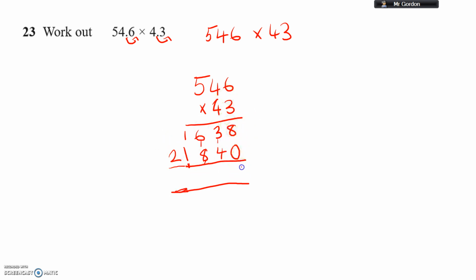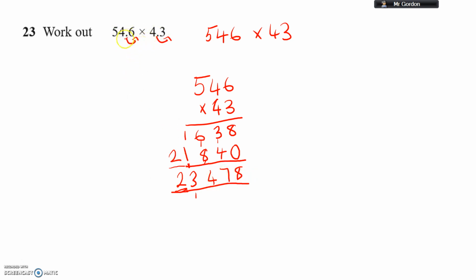So 8 and 0 is 8. 3 and 4 is 7. 6 and 8 is 14. Carry the 1. 1, 1 and 1 is 3. And the 2 has got nothing above it, so that's just 2. So I've got this answer of 23,478. Obviously that's not the answer to this question.